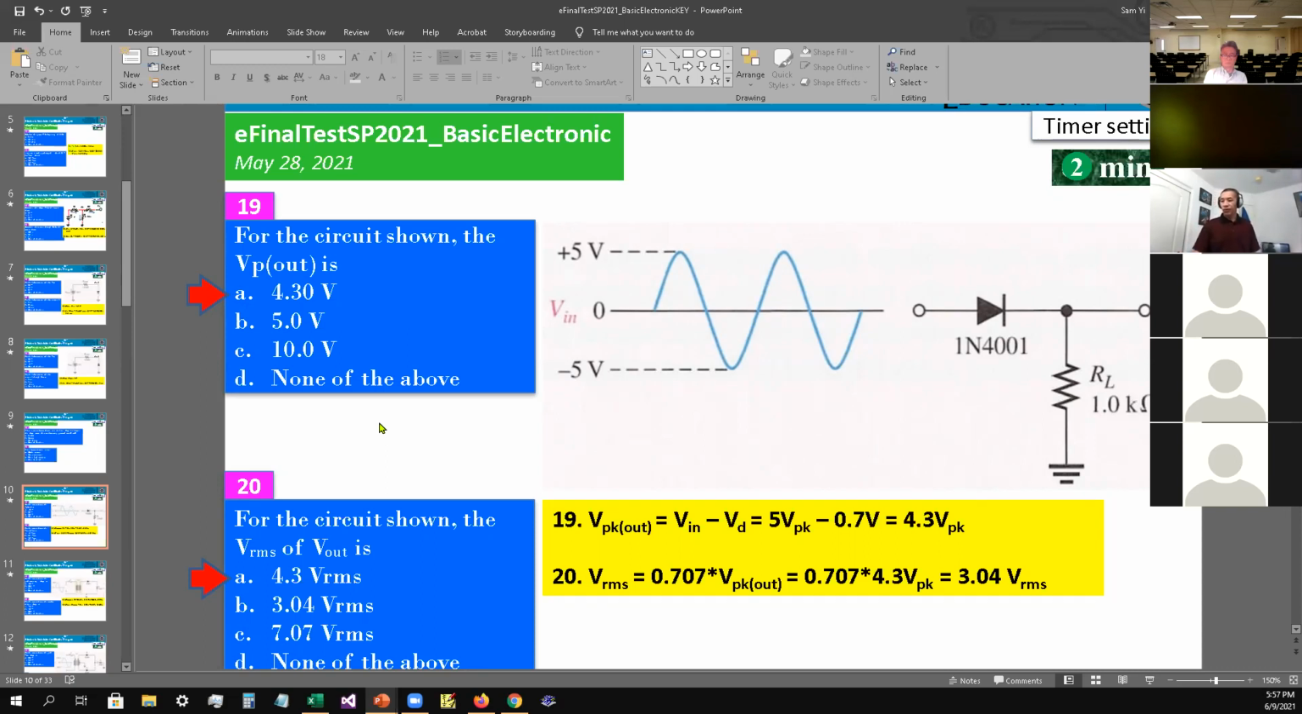For 20, for the circuit shown, V RMS, or the V out, is equal to 0.707 times the V peak out. V peak out was 4.3, so 0.707 times 4.3 volts peak equals 3.04 V RMS. So the answer is A, as in apple, for number 20. Wait, no, I think the answer is B. Yeah, the answer is B. Sorry, I put it in the wrong place.